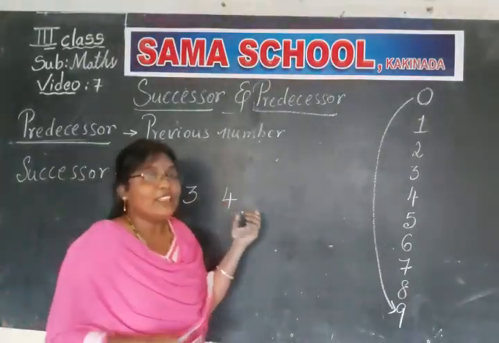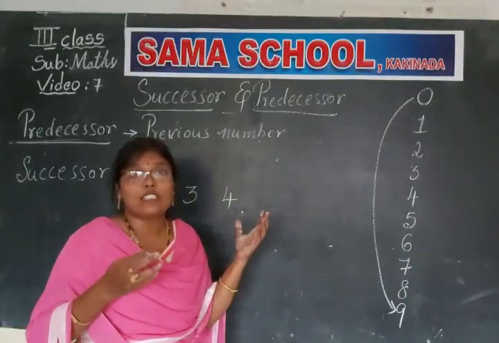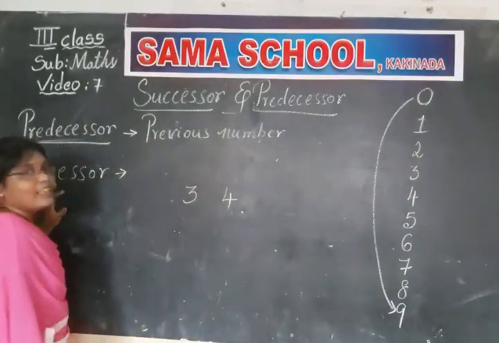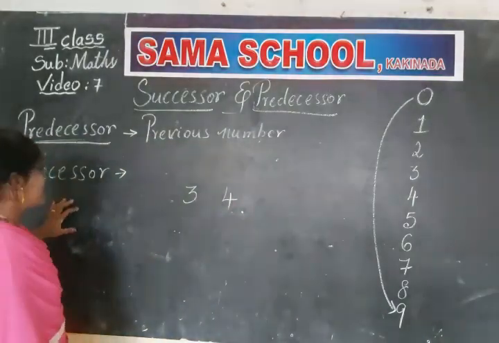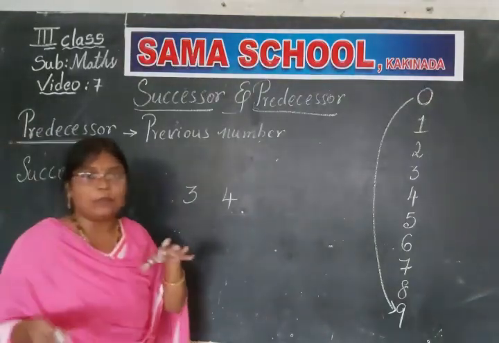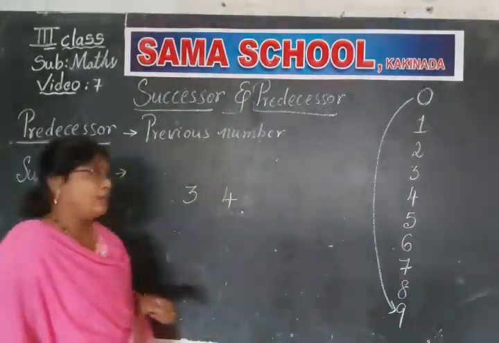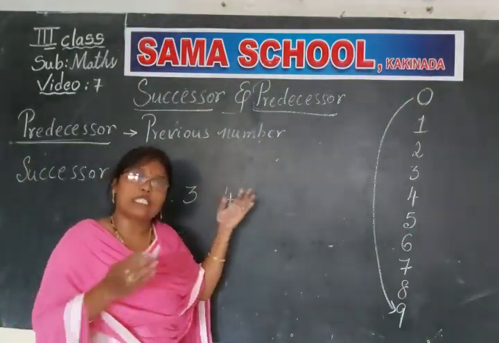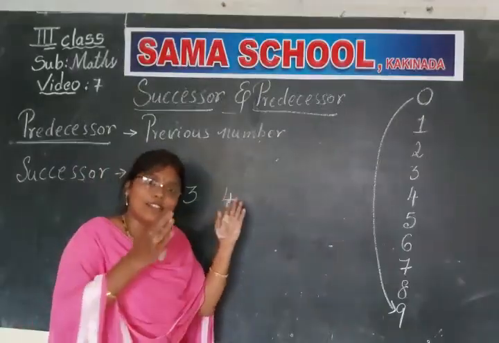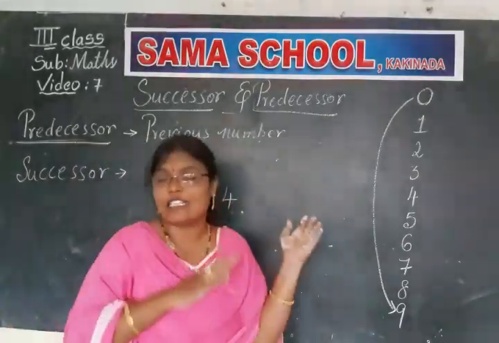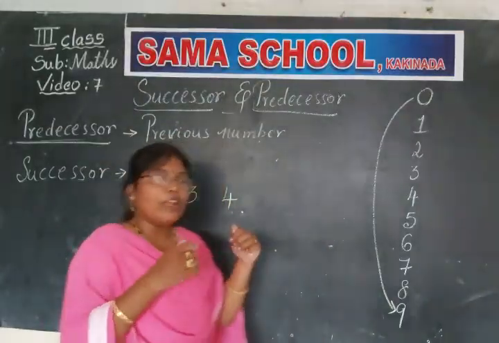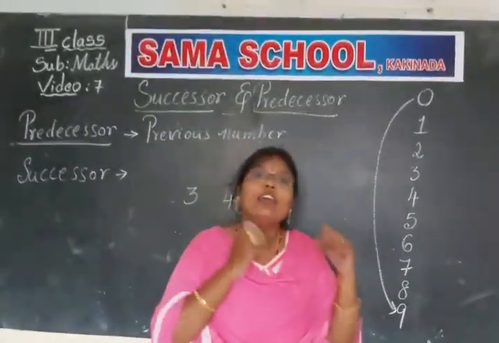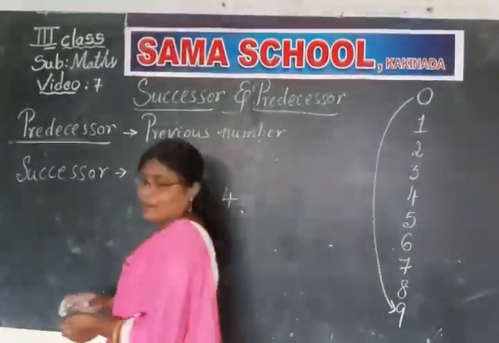But here there is a new term which is used for after numbers. What is that? That is nothing but successor. Okay. So what is successor? After number or next number. Now you are in third standard and you will be promoted to fourth standard next year. That is, 4 is the successor to 3. So something that comes next to anything is called successor.